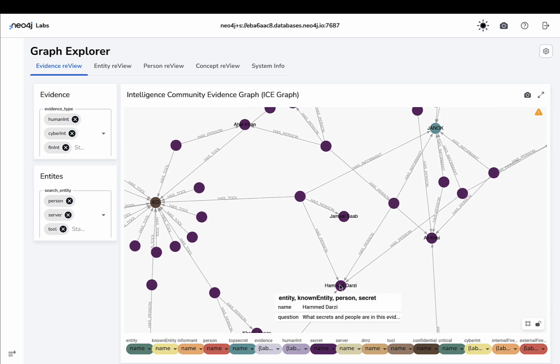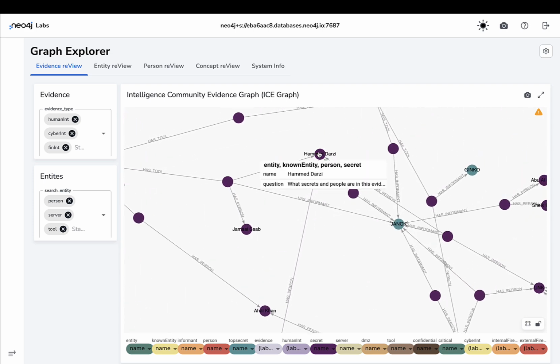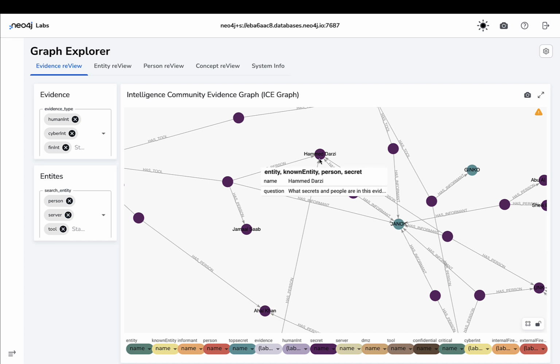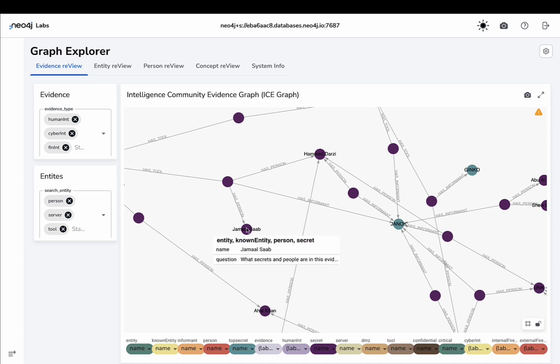So here's Hamad Darzi. This is the person we were just looking up. If I double click on him, it's just a node in the graph. It's got who he is, and we notice this is secret information. So when we're reasoning, all these nodes in the graph can have a different level of security clearance so that we can filter things out if we need to.